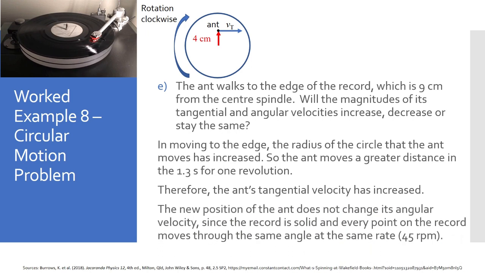The new position of the ant does not change its angular velocity since the record is solid and every point on the record moves through the same angle. Of course, that's at 45 RPM. By the way, you probably noticed that the animation in the top left is not going at 45 RPM, but 33 1/3 RPM, and it's a long playing record, or an LP. The ant's angular velocity in that whole process has stayed the same.